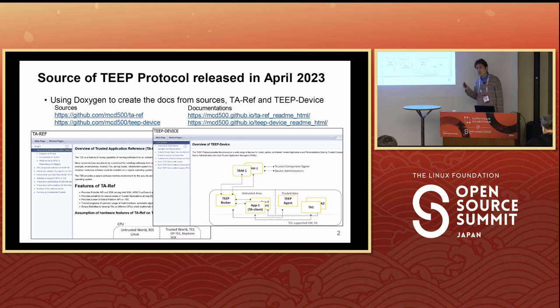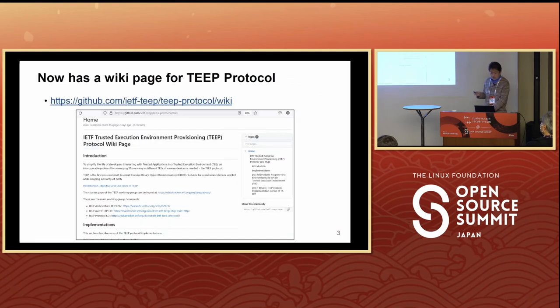How to run the implementation has two ways. One is using Docker, which is easy, and it uses QEMU, so you don't have to have any special hardware other than your laptop or PC. Another is using a real hardware development board for Intel, ARM and RISC-V. And it also has a wiki page explaining some of the topics which I'm going to talk about today.